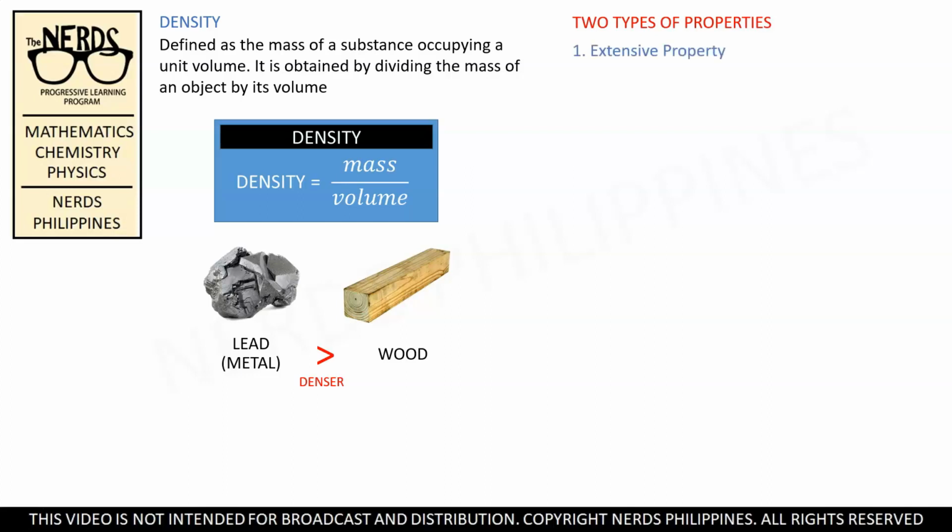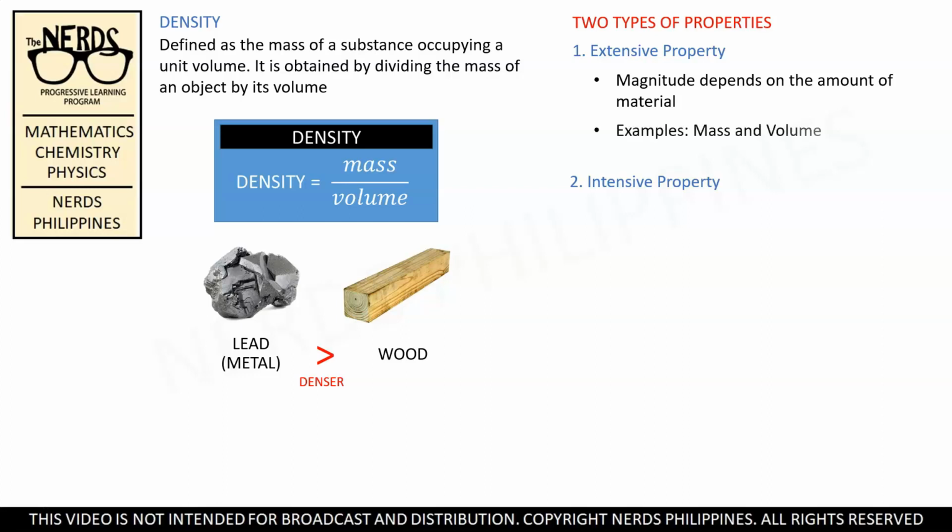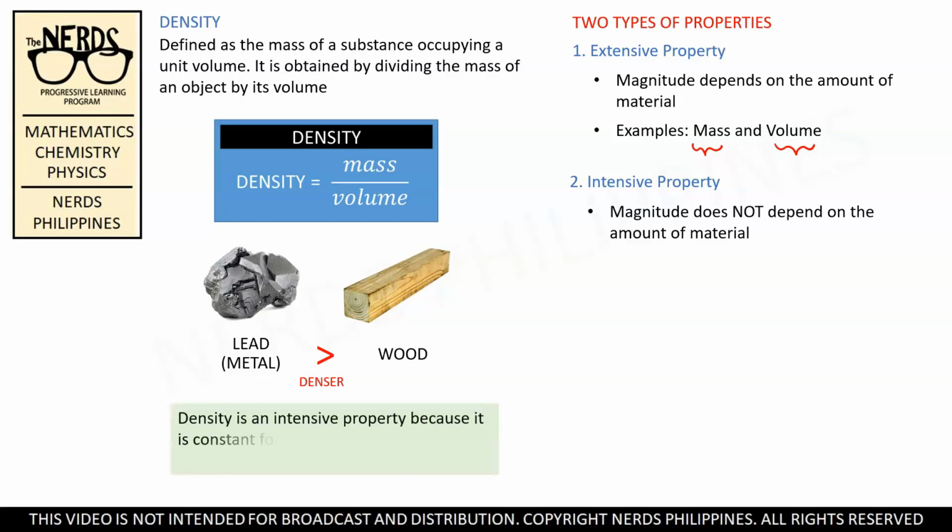There are two types of properties. We have what we call an extensive property and an intensive property. Yung extensive property, this is a property in which the magnitude depends on the amount of material. Example nito is yung mass and volume. As you can see, yung value ng mass ay nakadepende kung gaano karaming material ang present. Samantalang yung intensive property naman, this is the property in which the magnitude does not depend on the amount of material. Density is an intensive property because it is constant for a given substance at a given temperature and pressure.